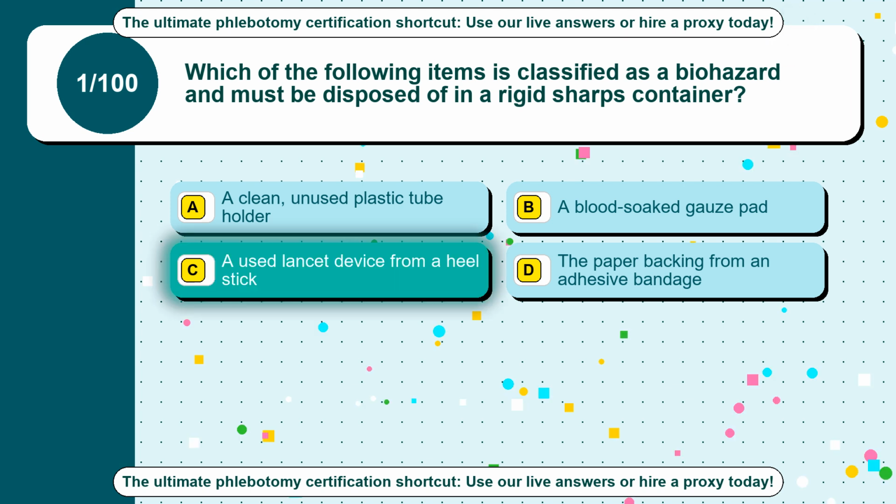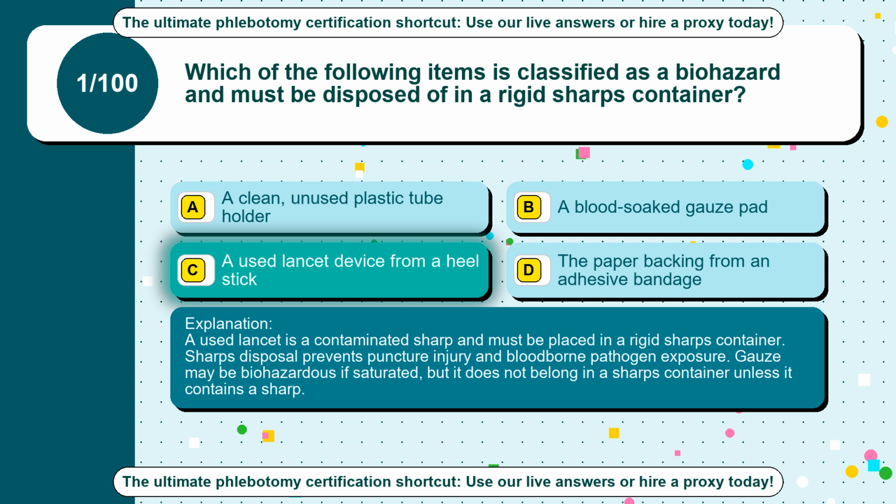The correct answer is option C, a used lancet device from a heel stick. A used lancet is a contaminated sharp and must be placed in a rigid sharps container. Sharps disposal prevents puncture injury and bloodborne pathogen exposure. Gauze may be biohazardous if saturated, but it does not belong in a sharps container unless it contains a sharp.